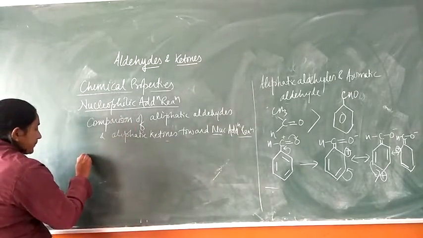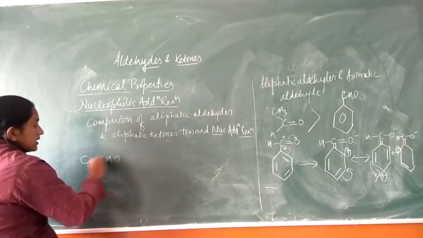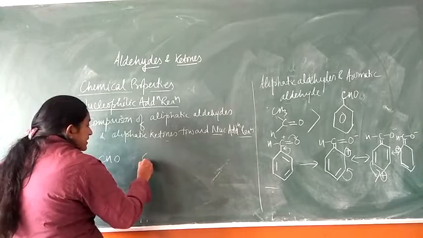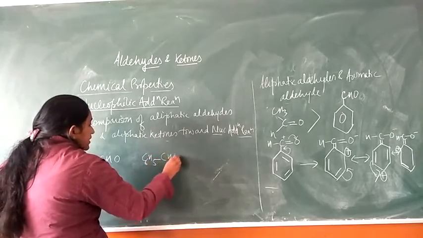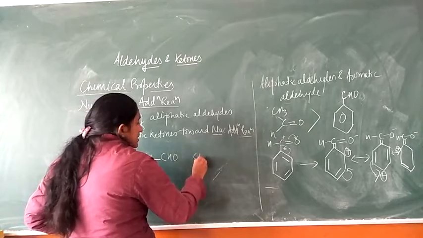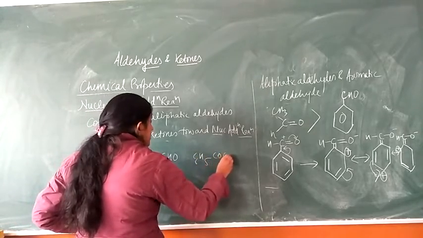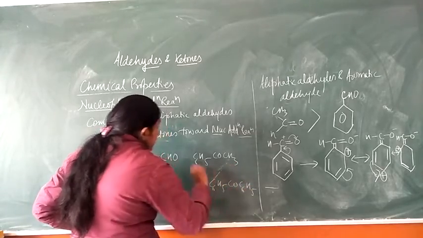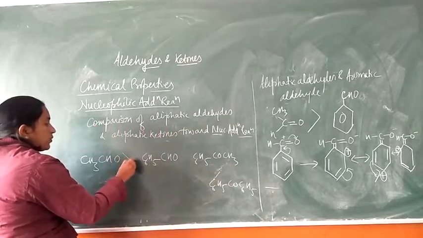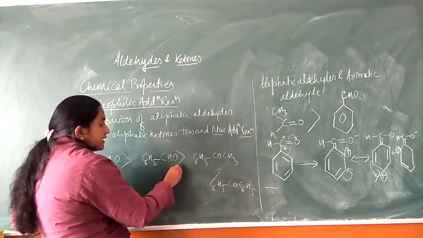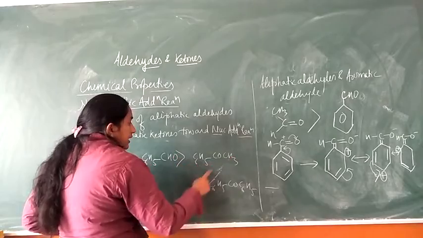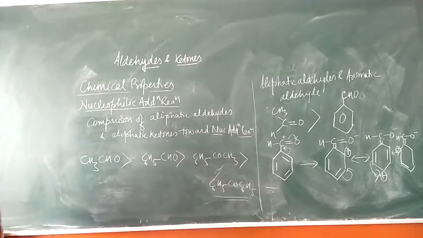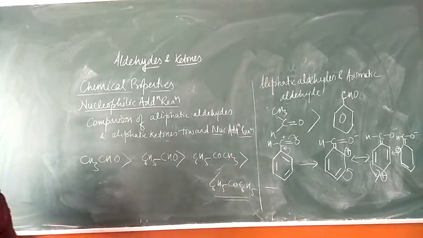I am drawing here CH3CHO, then we have here benzaldehyde C6H5CHO, then we have C6H5COCH3, and then we have C6H5COC6H5. Now, if you check the reactivity here, this is going to be the most reactive, benzaldehyde less. Here we have got an alkyl group, again it is going to be less, and this is going to be the least, again due to the plus I effect and due to the steric hindrance.